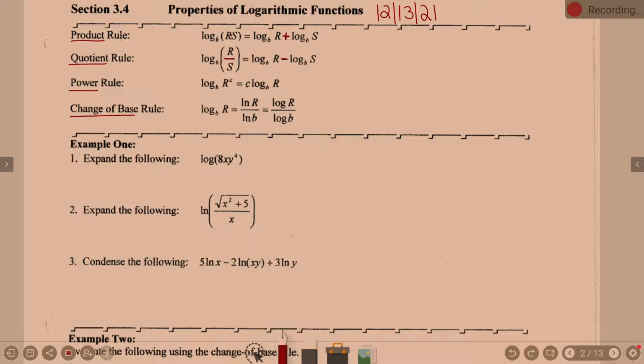logs being added. And so first thing I'm going to do is I'm going to say the log of 8 plus the log of x plus the log of y to the 4th. Okay, so that's expanding. There's a little bit more we can do with this. Other thoughts?